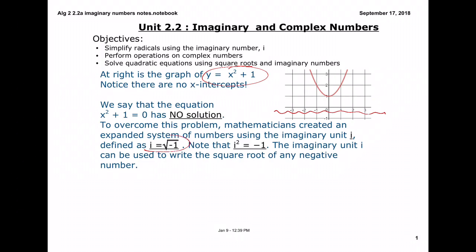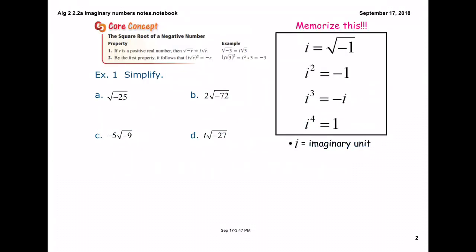It is defined as i equals the square root of negative 1, and i squared equals negative 1. The imaginary unit i can be used to write the square root of any negative number. We need to memorize these things in this box to the right. i equals the square root of negative 1, i squared equals negative 1, i cubed equals negative i, and i to the fourth power equals 1.